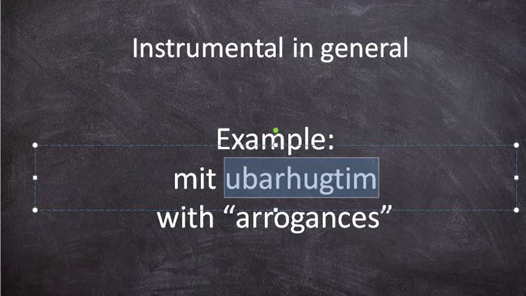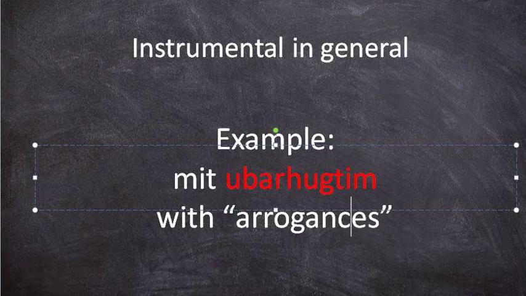So with arrogances, this is basically the word arrogance, if you will, but in the plural dative. The literal translation is like saying over mind. It's hard to describe this word, but this is like saying with arrogances. So this is in the plural dative, but acting instrumentally. Moving on.